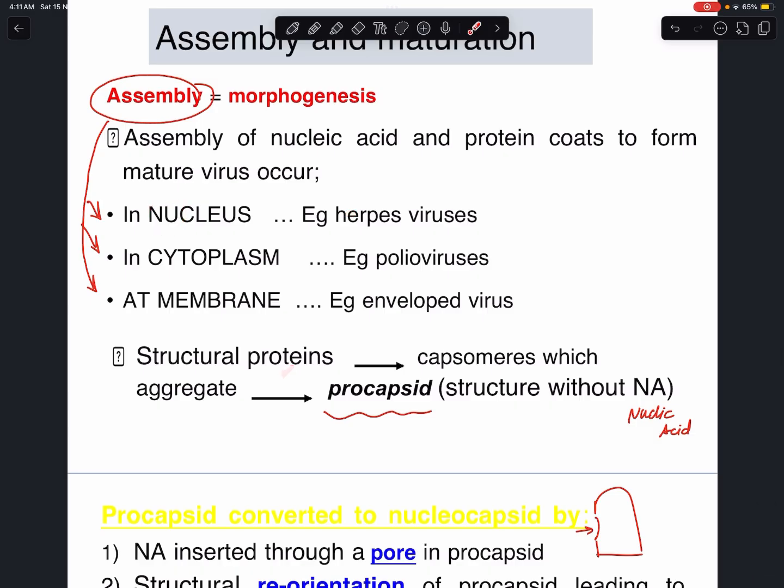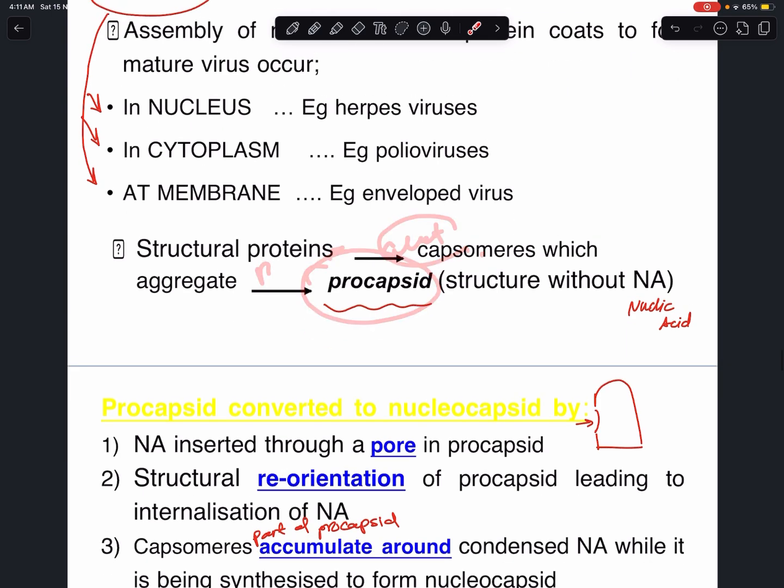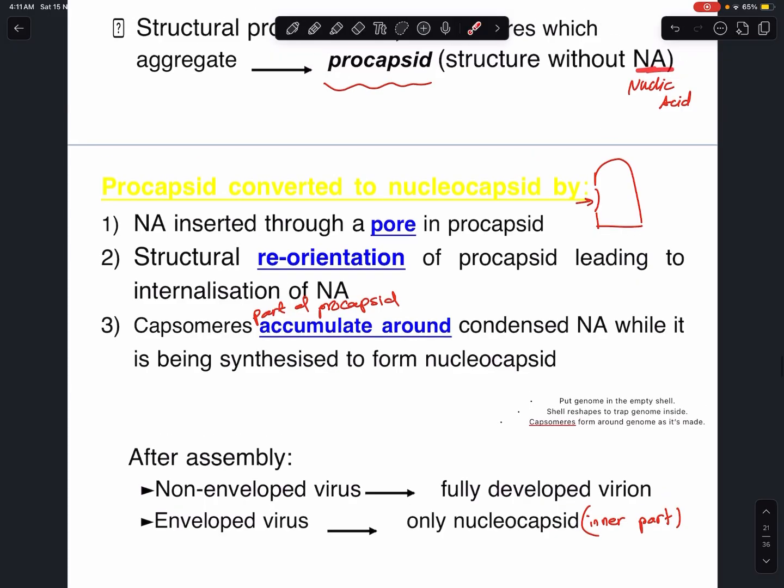Structure of protein: capsomeres, which aggregate, forming a procapsid. So what is a procapsid? It's just capsomeres, all condensed. A lot of capsomeres equals procapsids. Capsids, of course, have no nucleic acid, it's pro.